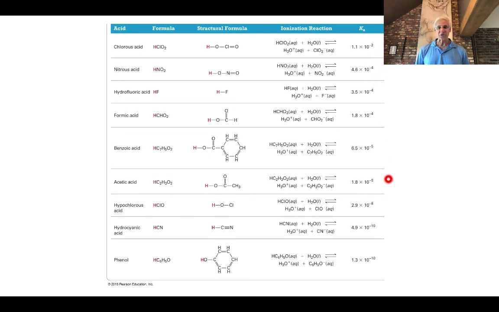A lot of times the question I get is, are you expected to memorize these values? Good grief, no, because this is such an abbreviated table. A true table of Kas is pages long with very tiny type. So if you need a Ka for a problem, you will be given it, or you'll be given a table in order to look it up.